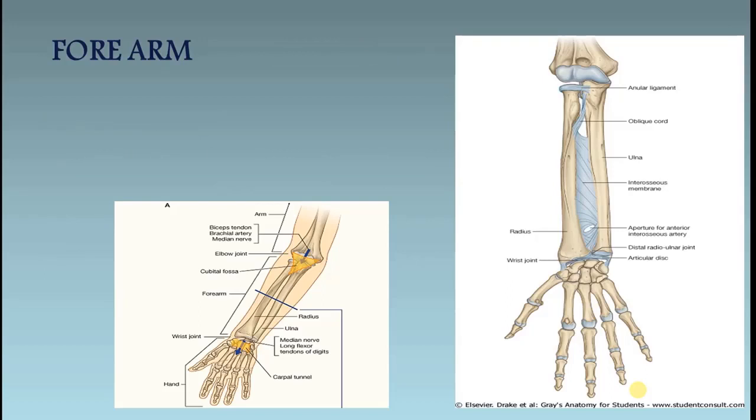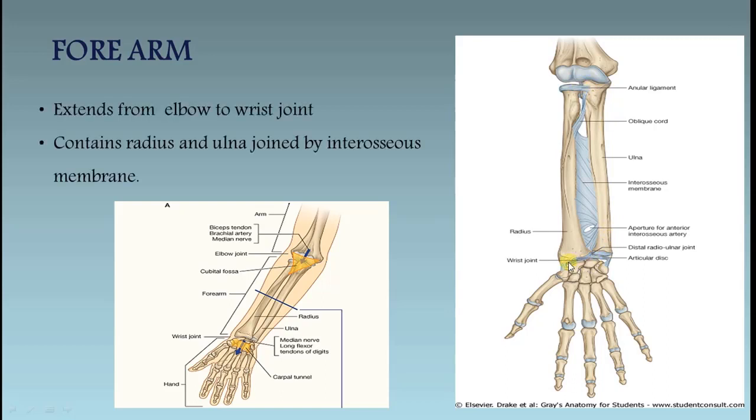Now coming to the forearm, you are able to see the forearm is the area which is present from the elbow joint up to the wrist joint. It mainly contains the radius bone, which is the lateral bone of the forearm, followed by the ulnar bone. So this is the radius bone and that is the ulnar bone, which is medial, and both are connected by the interosseous membrane.